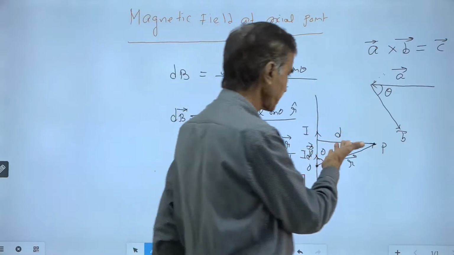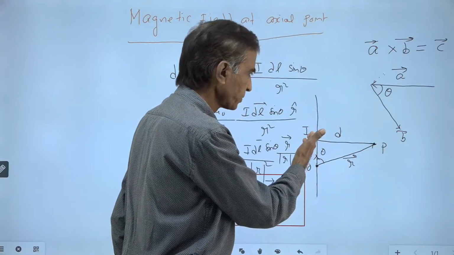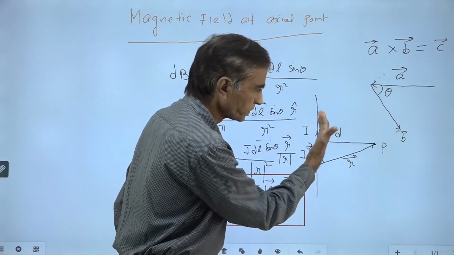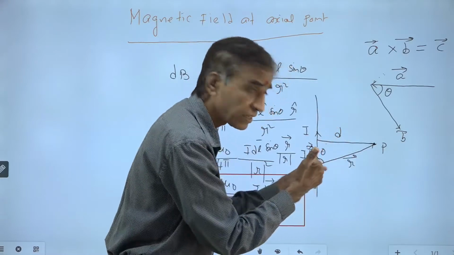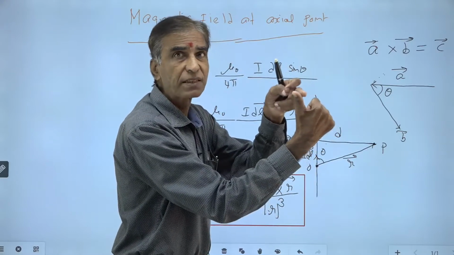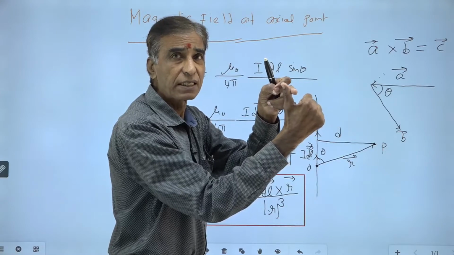For example, see this diagram. This is your IDL vector, isn't it? So, what do you have to do now? You keep your palm like this, parallel to IDL vector, then curl the fingers towards your R vector. Then this is the direction of the magnetic field, that is the dB vector.